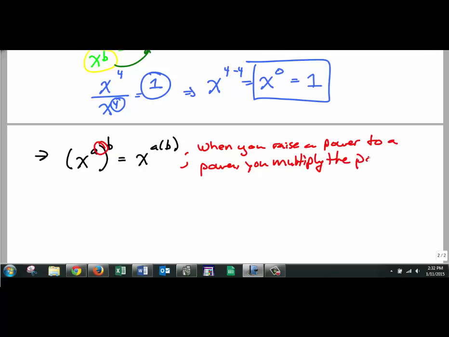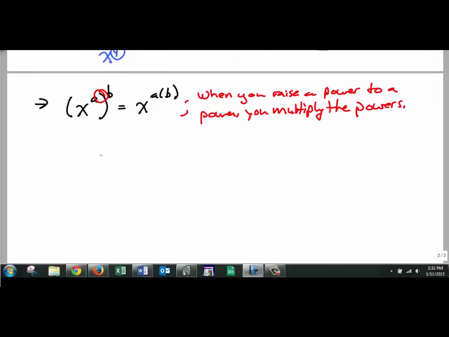Now this is a shortcut rule, so if we didn't remember it, we could do it longhand as well. So let's look at an example. What if we had x cubed quantity squared? Well, to square something means to multiply it by itself, so this would be x cubed times x cubed.